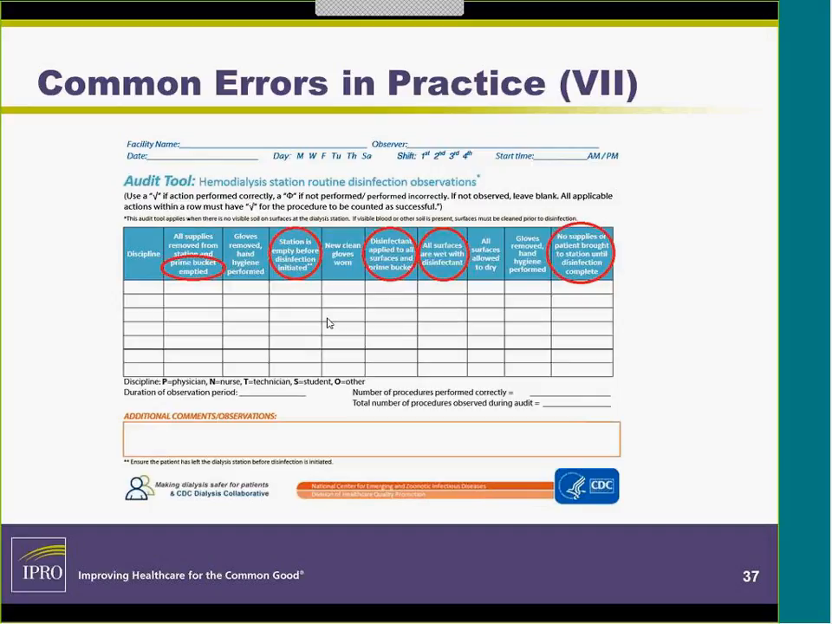I know most facilities aren't practicing that way right now, but there is a push for it, to reduce cross-contamination by having that be a part of practice. So just keep that in mind as you're making changes to your infection control practice.